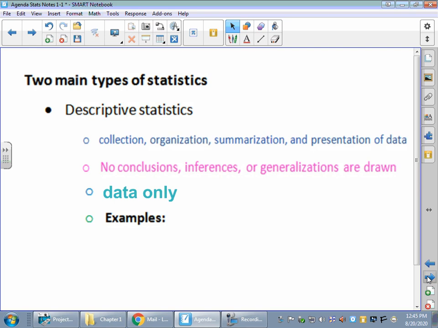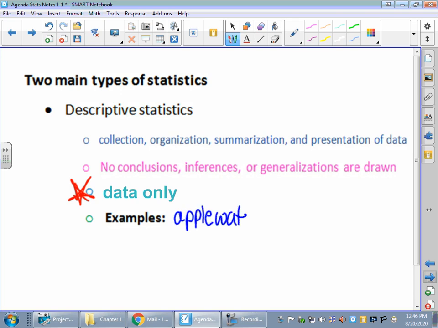And this is, like I said, data only. That deserves a star. Data only. So for example, maybe I'm thinking about people who wear Fitbits or Apple Watches. Are they more active? Well, I can't draw a conclusion that they're more active or not. Let's do this: Apple Watch, Fitbit.